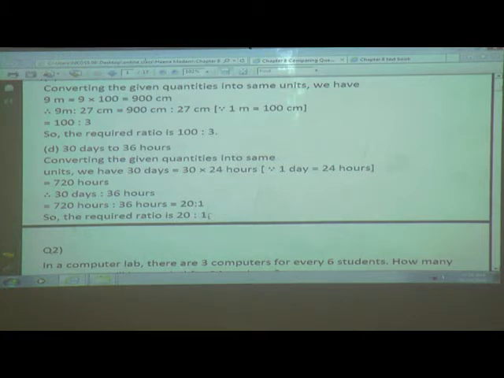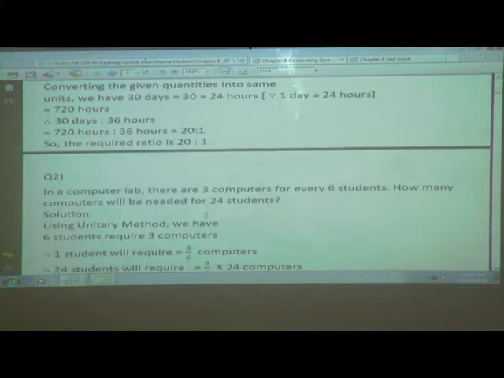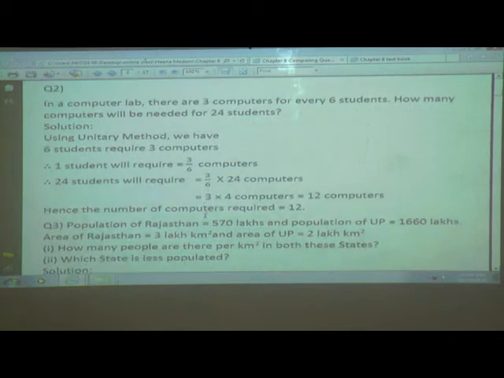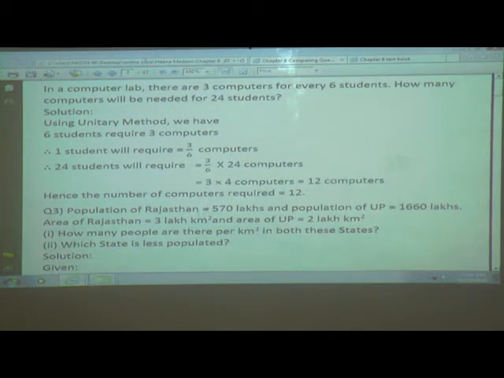So we first converted the given units into the same unit, and then we found the ratio. Here we have an example word problem, so you will understand how to write the steps. In a computer lab, this is a practical situation which you might come across in daily life, or you can imagine it because it is in our daily life.